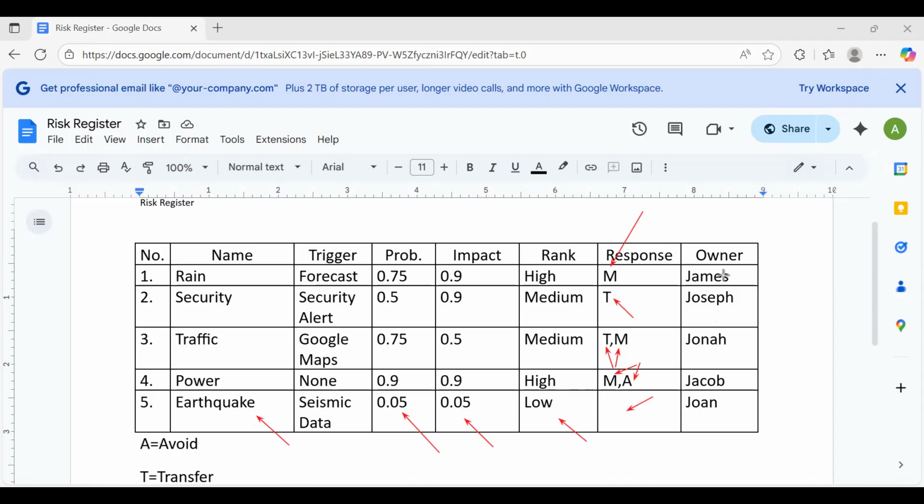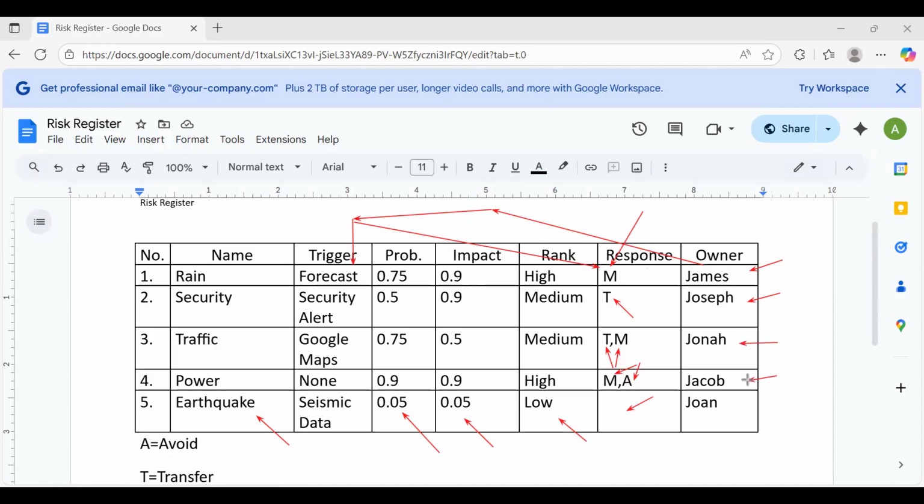But look at the risk owners. James is the risk owner for rain. Joseph is the risk owner for security. What risk owners do is that they observe the risk trigger, and once the risk has happened, they will implement the risk response. That's the job of risk owners. They monitor for triggers, implement risk response. So Joseph is a risk owner for security. Jonah is the risk owner for traffic.